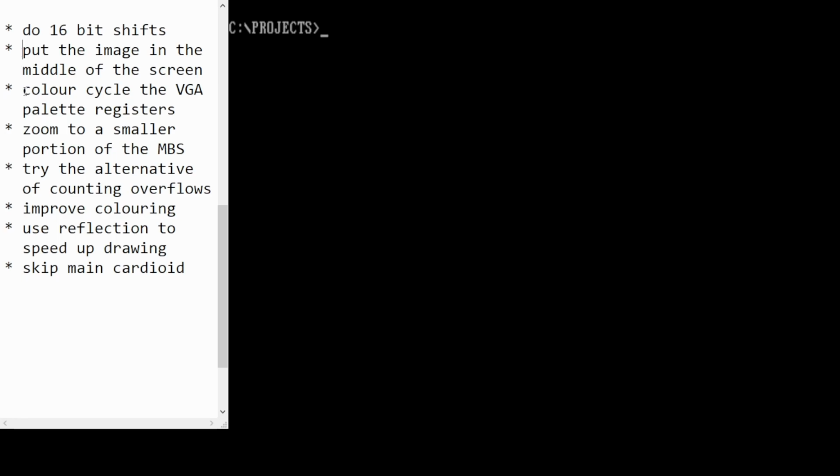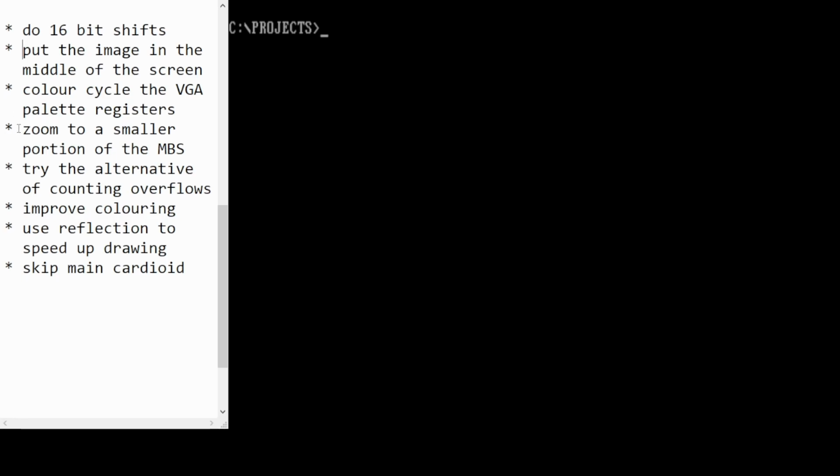Another thing you could do is change the colors. For example, you could do some color cycling. This is where you change the VGA palette registers, which is a very fast operation, and you just cycle them around so that the image appears to have a kind of color cycling effect going on, which looks very pretty, but it's very computationally cheap.